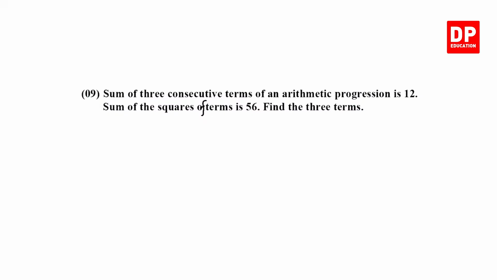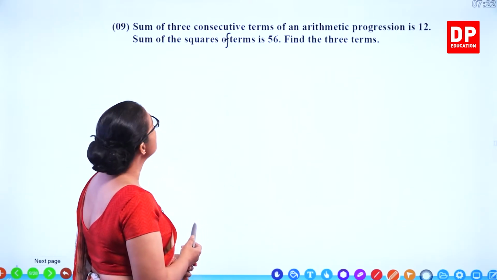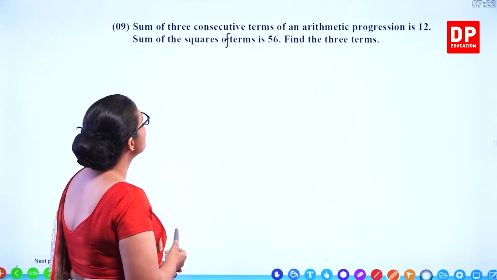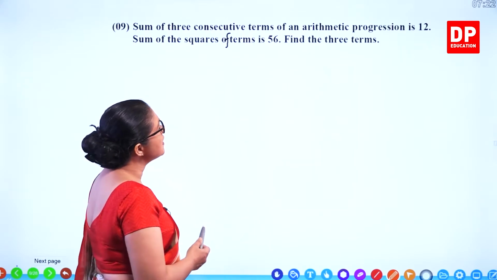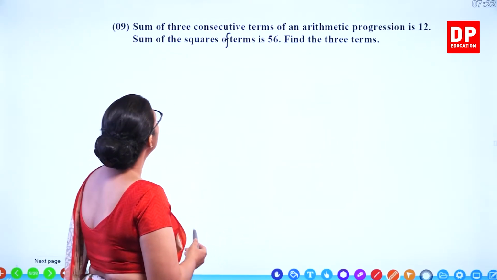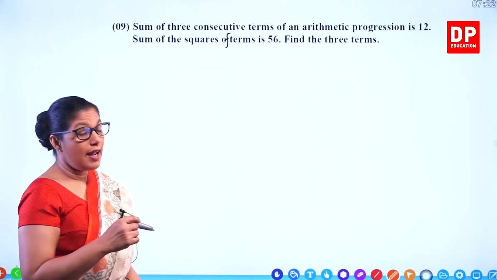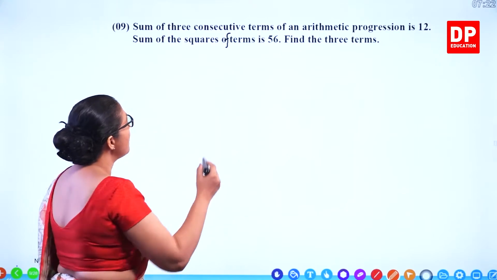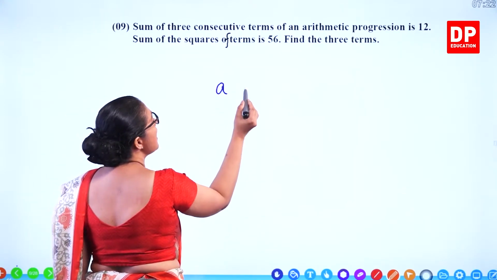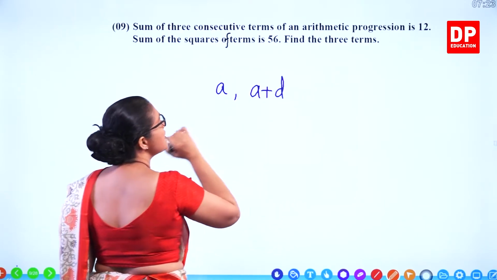Question number 9. The sum of 3 consecutive terms of an arithmetic progression is 12. The sum of the squares of the terms is 56. Find the 3 terms. So here, if this is an arithmetic sequence, if the first term is a, what's the next term? You are adding the common difference, a plus d.